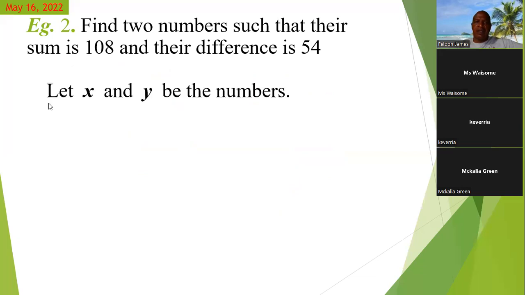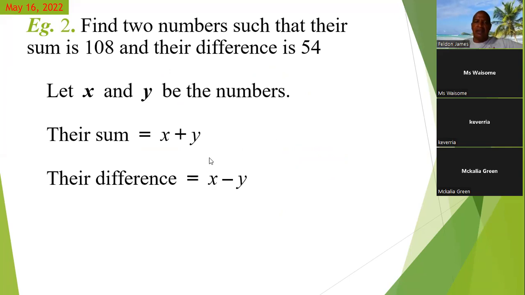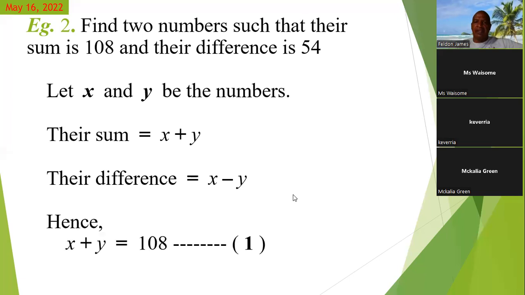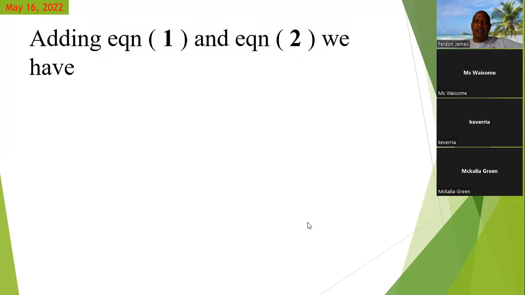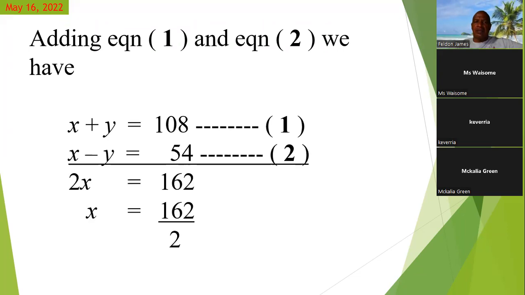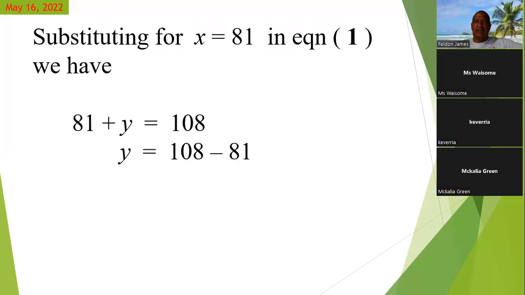So as we said before, we define our x and y to be the two numbers. Their sum would be equal to x plus y. Their difference is equal to x minus y. So all of this would be defining what we mean by sum and what we mean by difference. So now we would have the sum to be 108, and the difference to be equal to 54. And then now we can add both equations, and we'll get 2x equal to 162. Divided by 2, we get x equal to 81. Substituting for x equal to 81 in equation 1, we get 108 minus 81, so we get 27. All right, so that would be it.